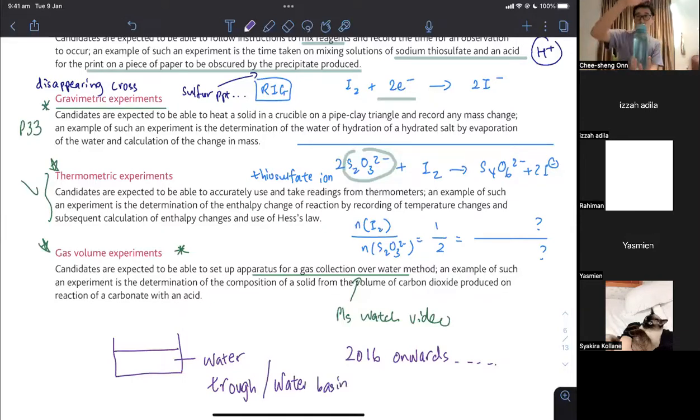Your job is to invert this fully filled measuring cylinder, hold it tight with the palm of your hand, invert it very quickly, and immerse it into the water trough. Because if you let go of your hand before you dip it into the water trough, the water is going to leak. And when the water leaks, your measuring cylinder is not starting from 0. You want your measuring cylinder to start from 0, then whatever gas is produced will push the water level down, and then you can read the reading. When you read the reading, you don't read it upward, you read it downwards.